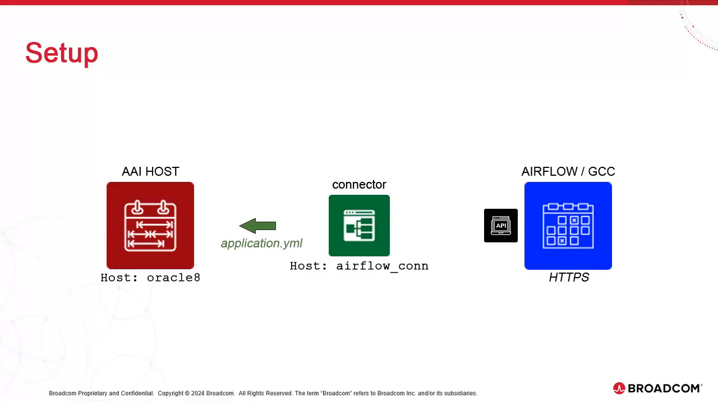Once installed, we configure the connection to the AAI system in a file, application.yaml, which is generated and populated with a shell script and modified manually. The connector is a Unix service. We'll start it, check the log to establish that the connector framework is talking to the AAI server. Then we'll head to the AAI web UI and set up our connection to Airflow or GCC, which from this point forward we'll simply call Airflow.